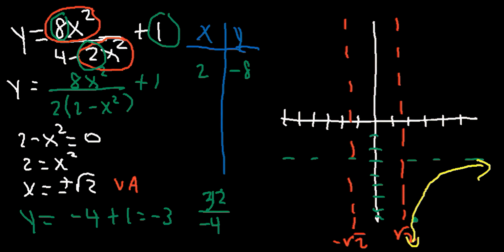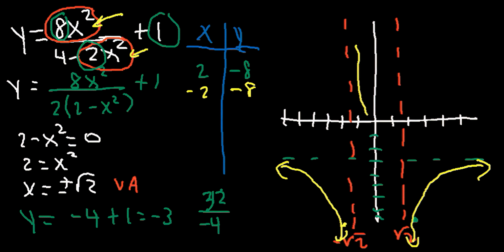So let's plug in another point. Let's say negative 2. And notice that it's squared. So regardless if you plug in 2 or negative 2, the y value is going to be the same. Because it's squared, it's going to be symmetrical. So at negative 2, it's going to be negative 8 again. So this is going to be the same. The fact that it's symmetrical means that we're probably going to have something like this or something like this.